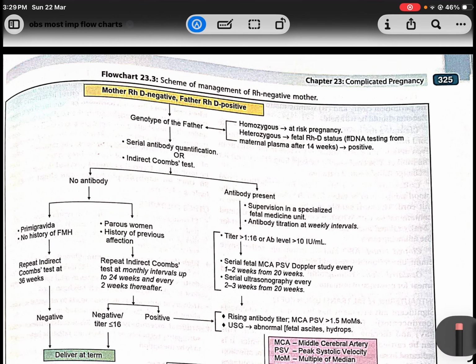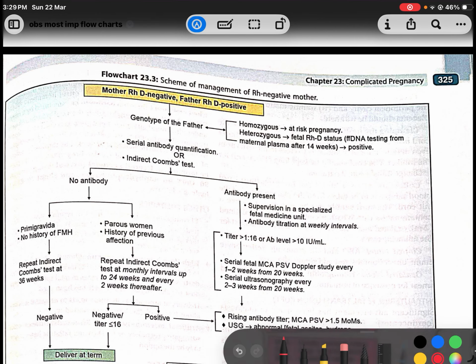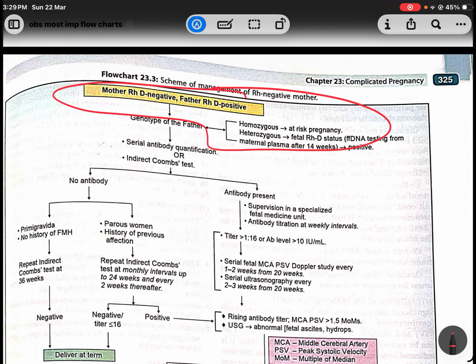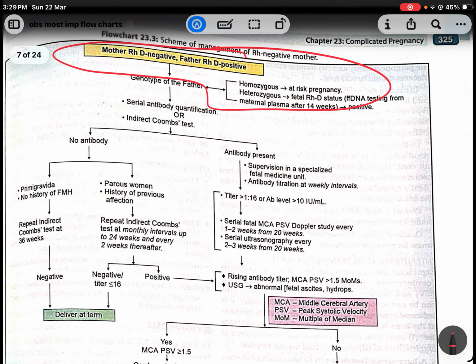Again, one important thing is knowing the category. Then obviously you will check whether she is sensitized or not sensitized. If she is not sensitized, the major role of a duty doctor there is to prevent further sensitization by giving a Rhogam injection, correct? If the antibodies are already present, then you have to check for the titers.